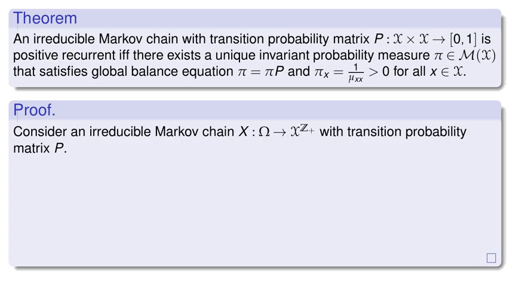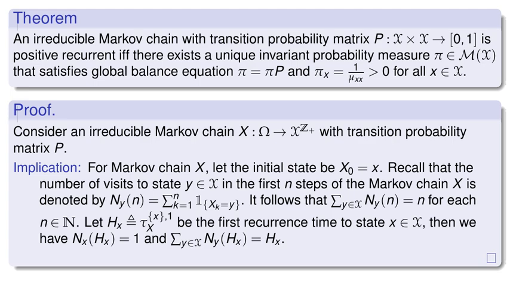Let's begin the proof. We have an irreducible Markov chain X from Omega to script X raised to Z plus with transition matrix P. We'll first aim to show that if X is positive recurrent, then a positive invariant distribution pi exists and is unique. Then we'll show the converse, that the existence of such a unique positive invariant distribution pi implies the positive recurrence of X.